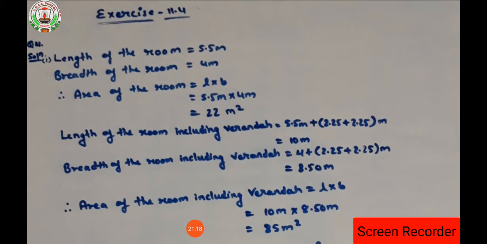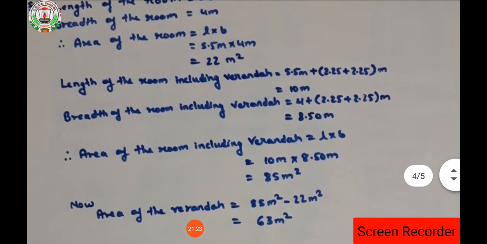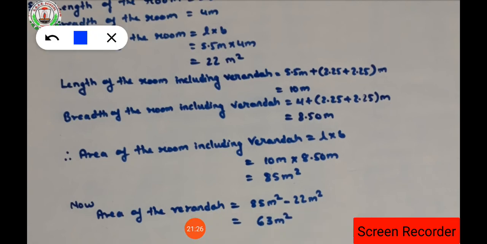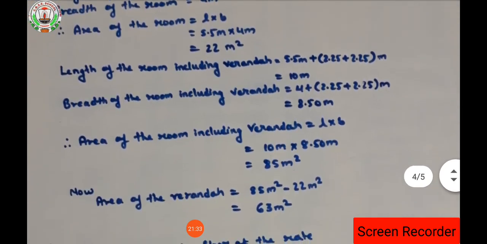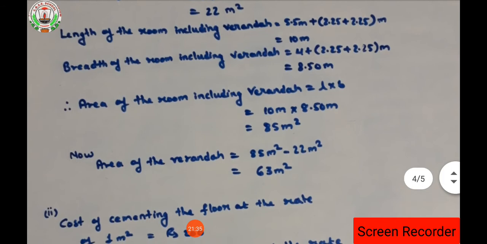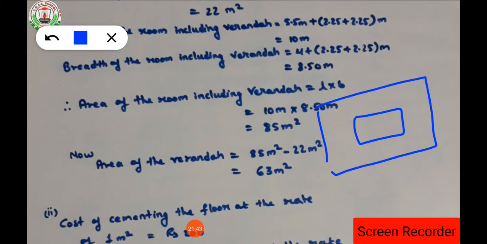Have you understood up to here? Then in the next part of the question, it is said that a veranda is drawn outside the room. So let's see where the veranda is being drawn. Suppose this is the room we are having. Now the veranda is being drawn outside the room. In the question it is very clear that the word outside comes. So this is the length of the room, and this is 2.25.